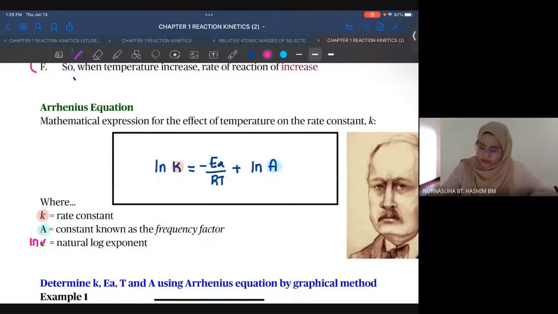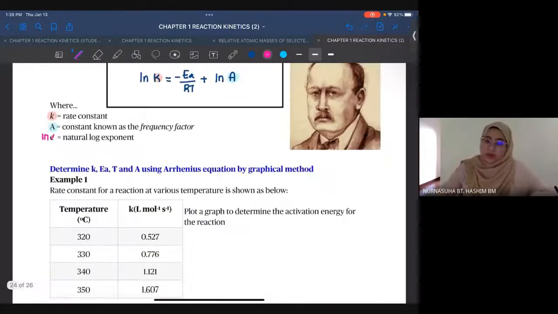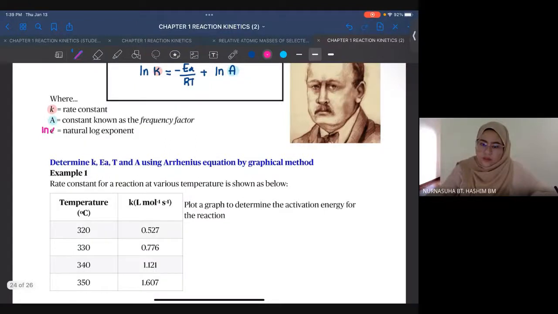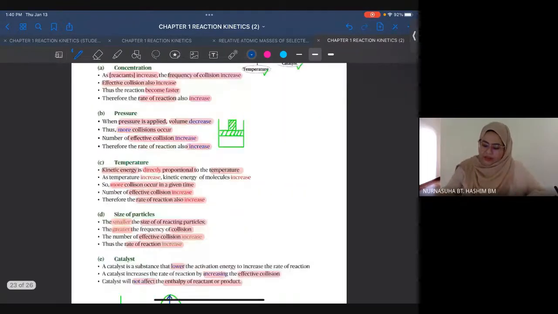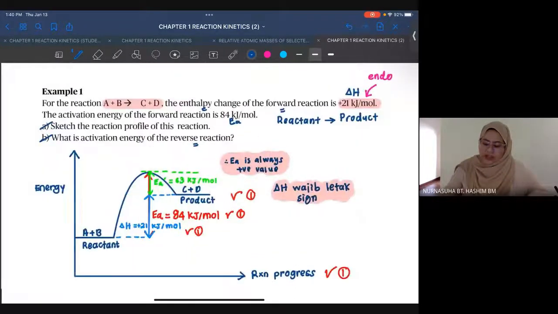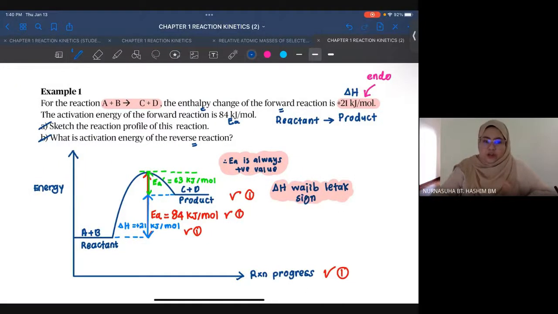Okay, that's the equation. Okay, sekarang kita buat sama-sama. So we can find activation energy. Kalau yang tadi, senang je yang tadi. Kita guna energy profile diagram in order to get the value of EA.